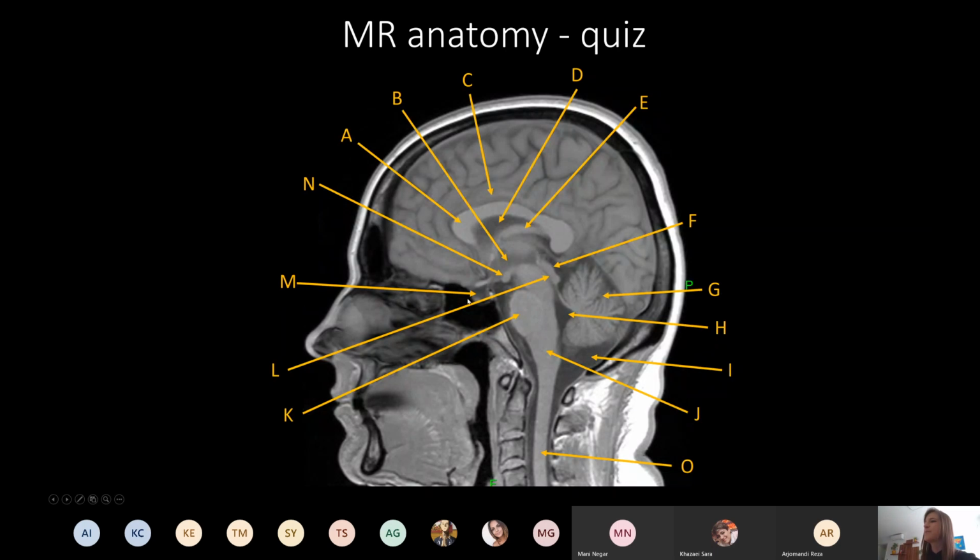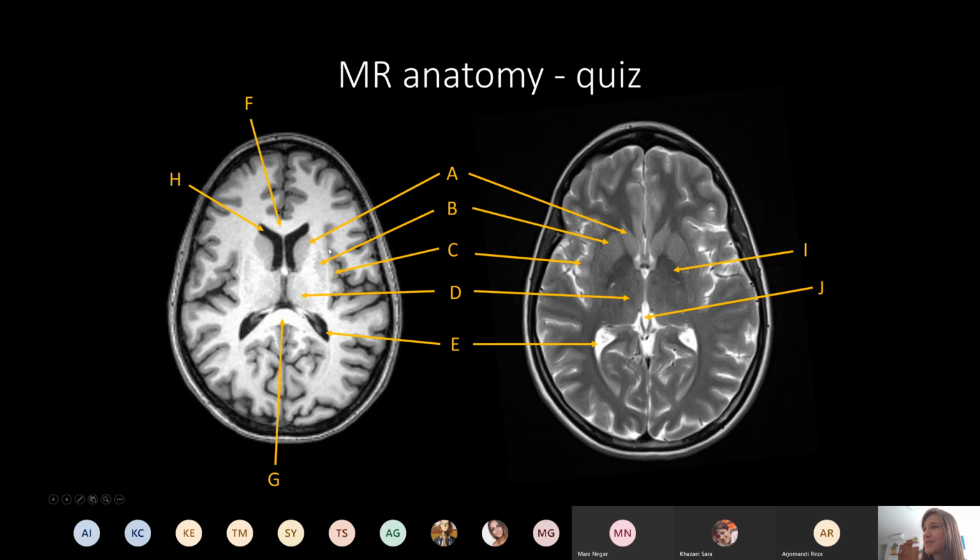M. This is the pituitary gland. N is the corpus mammillare. O. Spinal cord. This is the spinal cord. I didn't hear you well, but anyway, this is the spinal cord. Yeah, well done. I think you're pretty good at anatomy.